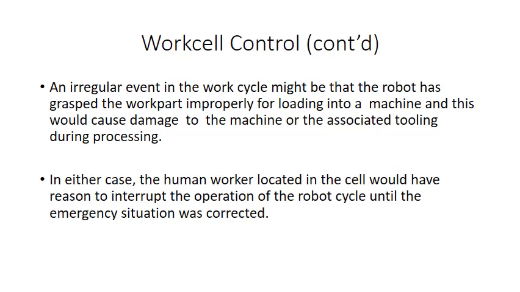An irregular event in the work cycle might be that the robot has grasped the work part improperly for loading into a machine, and this would cause damage to the machine or the associated tooling during processing. In either case, the human worker located in the cell would have reason to interrupt the operation of the robot cycle until the emergency situation was corrected.